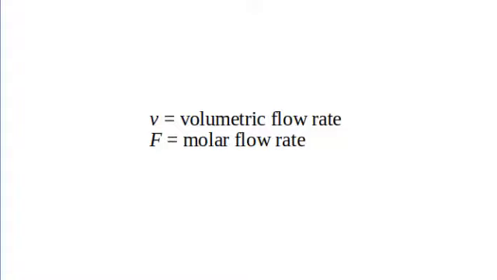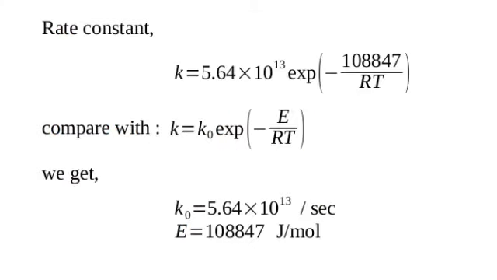Before we go into the manipulation of various equations, here are the notations for volumetric flow rate and molar flow rate. In the problem statement, you saw the rate constant equation is given like this. You can compare it with the standard equation. k is equal to k naught exponential minus E over RT. So when you compare it, you will get k naught is equal to 5.64 × 10^13 per second, and activation energy E is equal to the value that is shown on the screen.